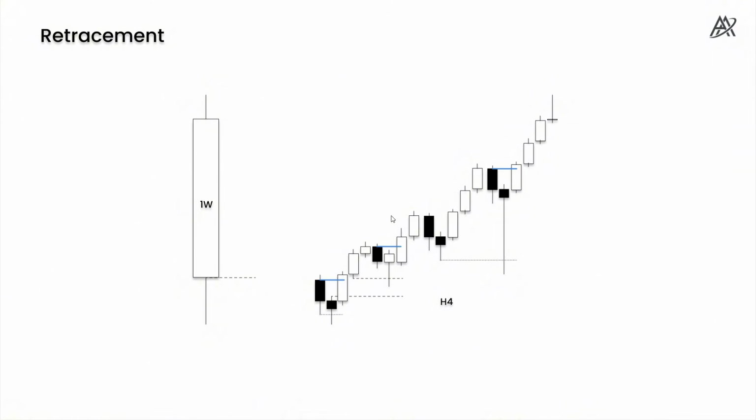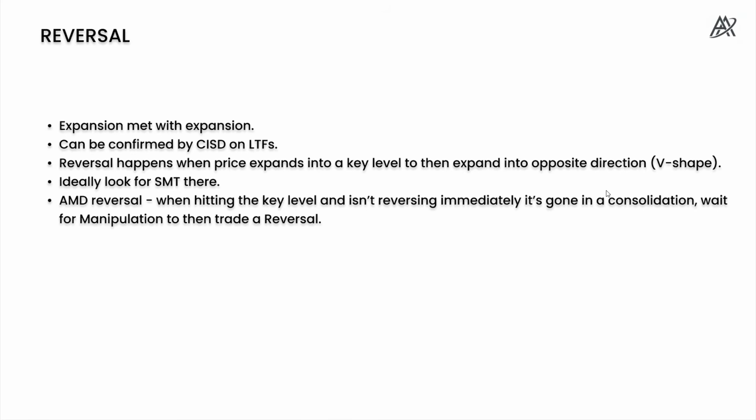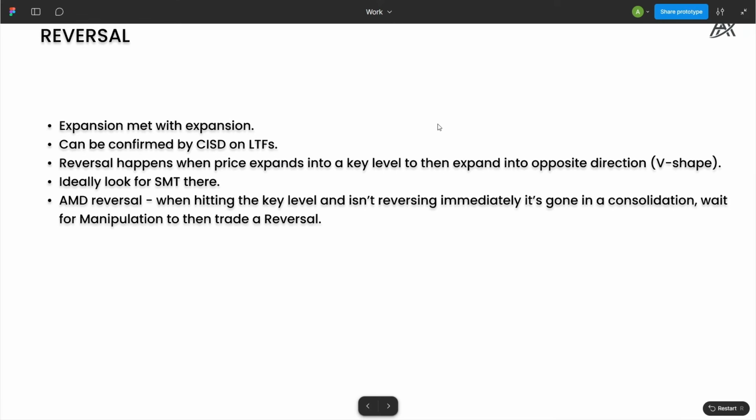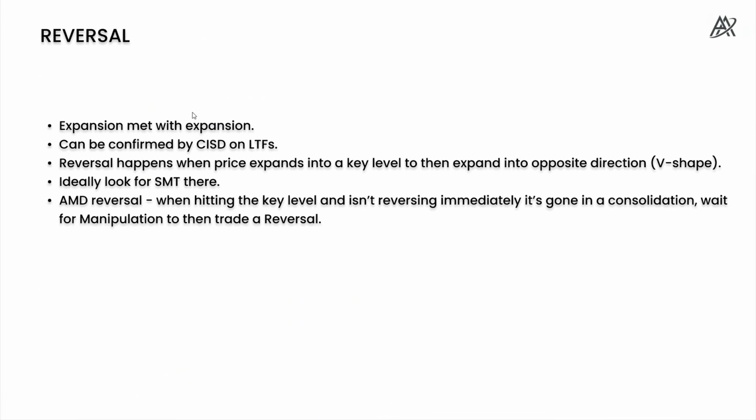There will be a draw, and yeah, these are the retracements that I'll wait for within an expansion candle to then trade toward the higher time frame objective. Let's talk about reversals. The simple definition of a reversal is expansion met with expansion, right? When we expand into a key level and then we expand away, right? A key level can be anything. Okay, it can be confirmed by SSD on lower time frame. You can confirm a reversal or pair it with the lower time frame order block closure.